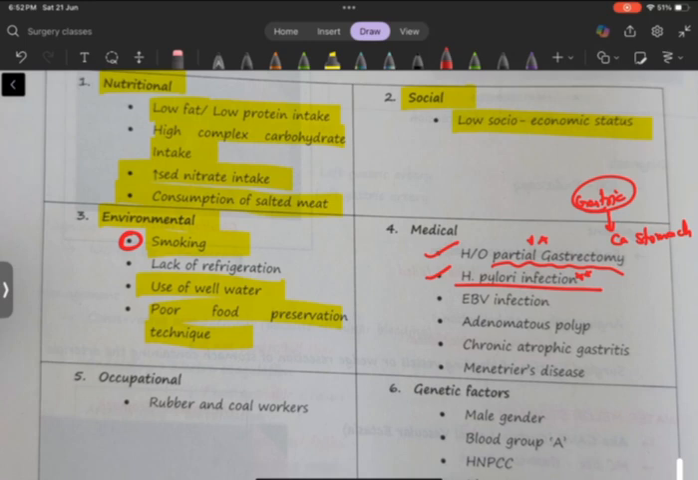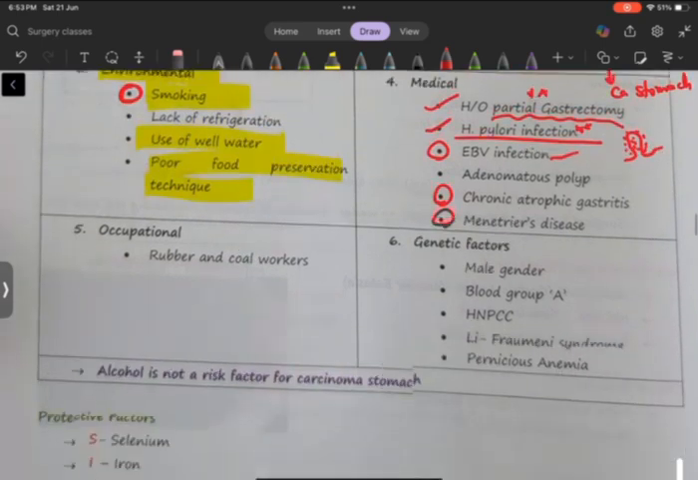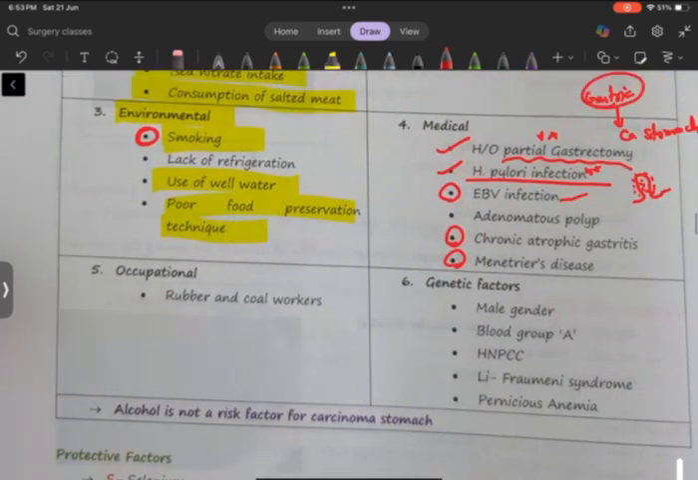Other than that, any other infections like Epstein-Barr virus infection may be there. Then adenomatous polyp. Again, an ulcer has happened, or there is some outgrowth, there is some pathology in the epithelium which can cause a polyp, and again that polyp may become carcinoma. Other than that, chronic atrophic gastritis and Menetrier's disease, all these are medical factors responsible, or medical risk factors we can say, for CA stomach.